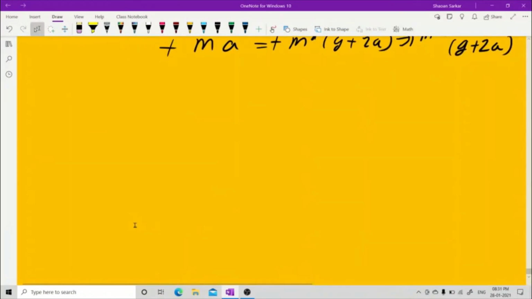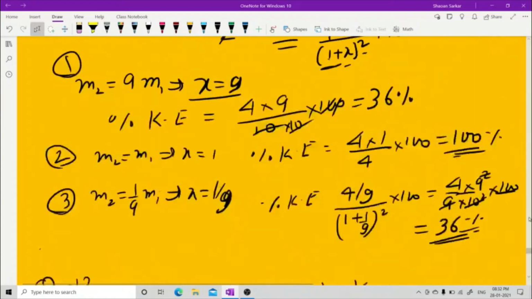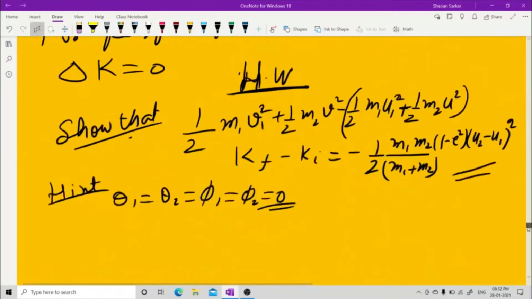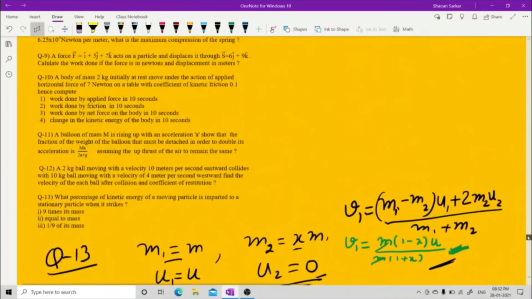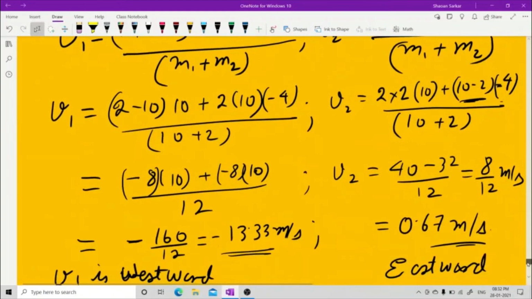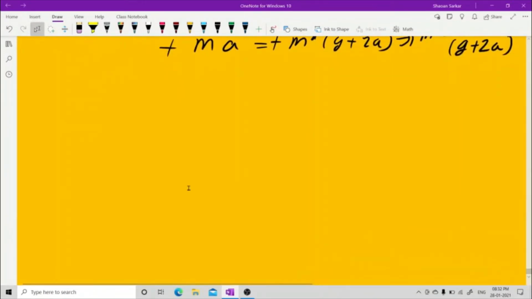The question number, which one is it, 11 or 12? I think 10. Let me check. Oh, it's too fast. Wait a minute. It is question number 10. We are doing question number 10 now. Very simple.